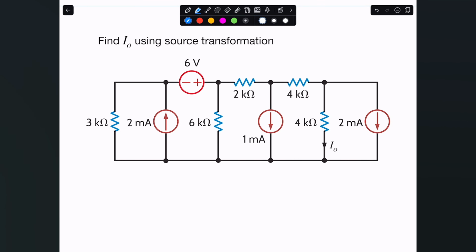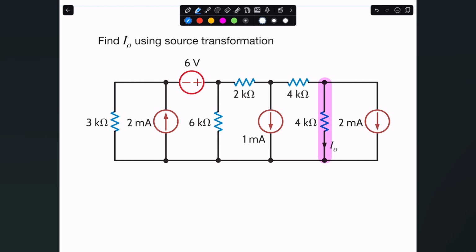So in the circuit, we're being asked to compute I naught using source transformation. I naught is in this branch, so I'm just highlighting it to make sure not to convert it or lose it by mistake. Source transformation is not always useful, but in this particular circuit it might be. So let's get started.